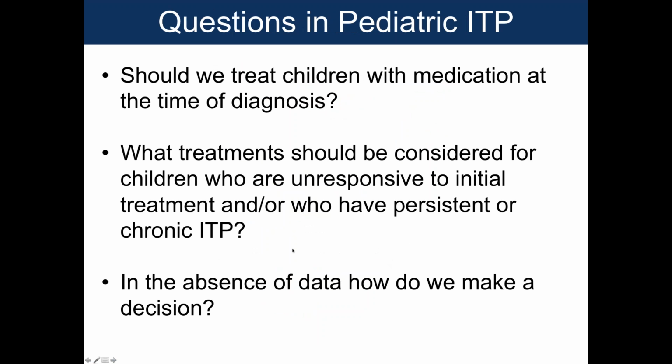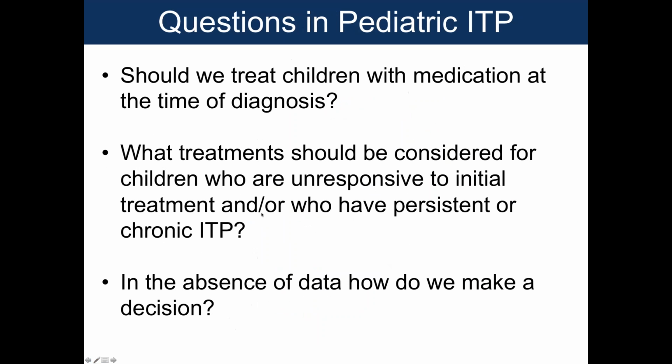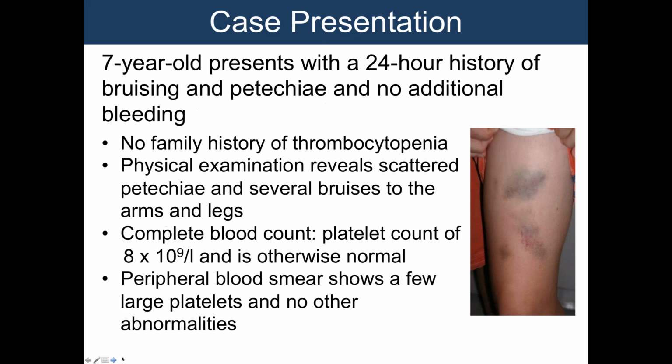So despite our growing knowledge about the pathogenesis of ITP and new and novel therapies, there are still some basic questions that exist in pediatric ITP. The first is, should we treat children with ITP at the time of diagnosis and even later in the course of the disease? And what treatment should be considered for children who are unresponsive to initial treatment and/or who have persistent or chronic ITP? And in the absence of any substantial data, how do we make a good decision for our patients?